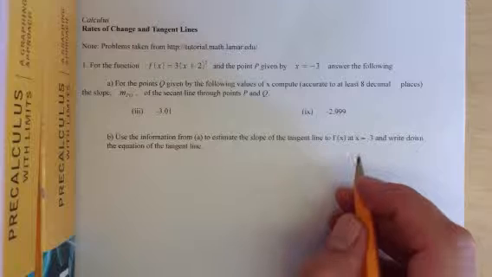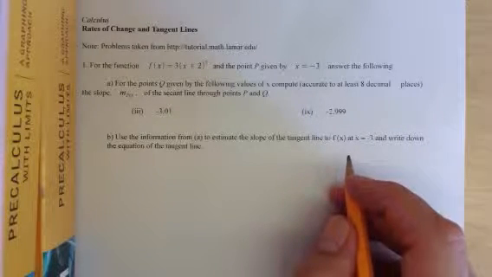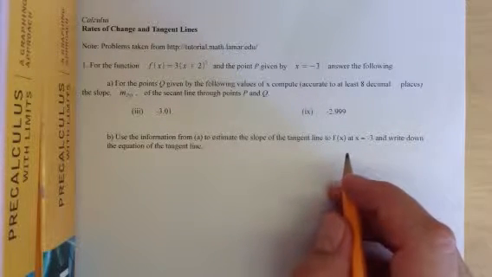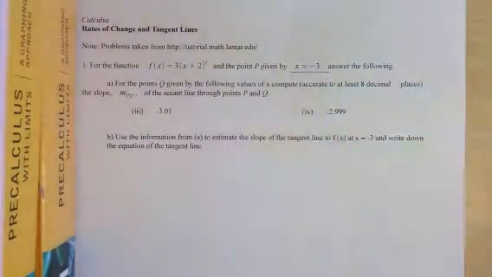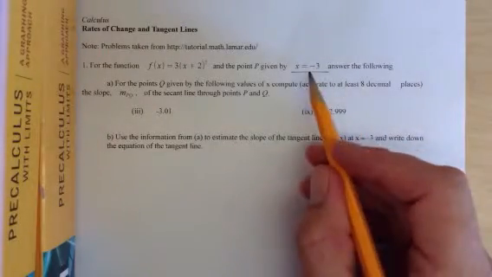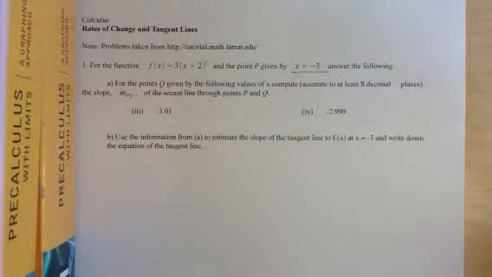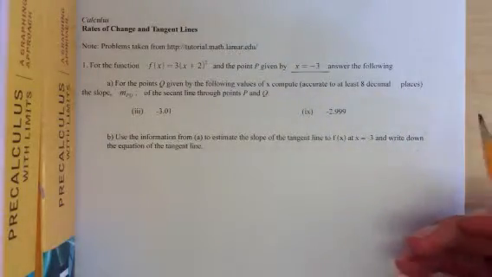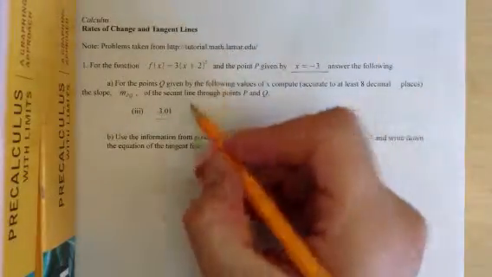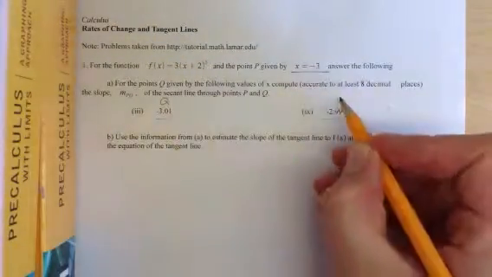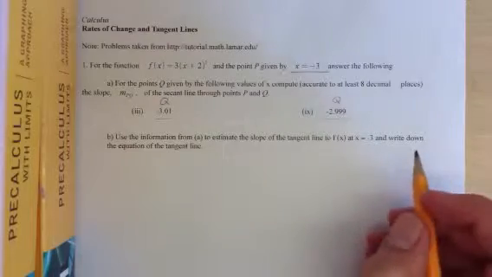So here you've got the function f of x equals 3 times the quantity x plus 2 squared, and the point P is given. We're looking at when x equals negative 3. So we want to find the slope of the secant line that connects point P, when x is negative 3, to point Q, which is when x equals negative 3.1 and negative 2.99. So we're looking at two different Q values.